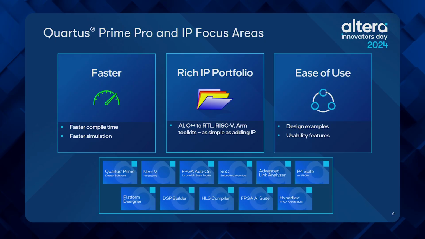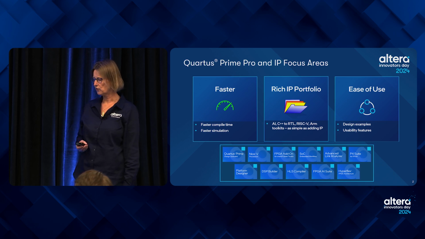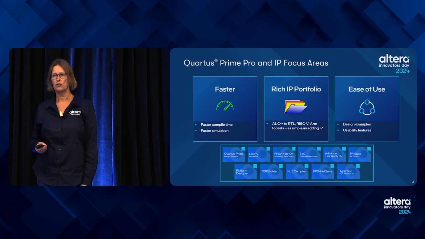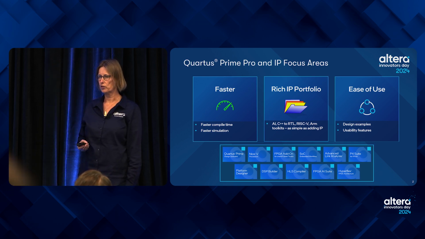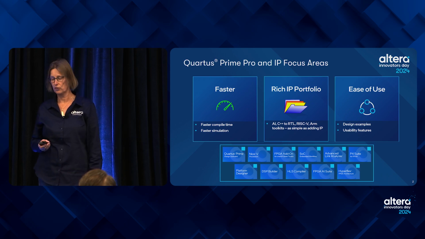First, we have 3 focus areas in Quartus that we're working on to help get designs completed faster. First is faster. We try to make the tools faster, with faster compile time and faster simulation time. Second is IPs. We have a rich IP portfolio across a lot of different markets that help you create your designs faster. And third is ease of use, which goes from example designs that you can start your design with, to usability features like new analysis tools that help you analyze what happens with your design in our tool.